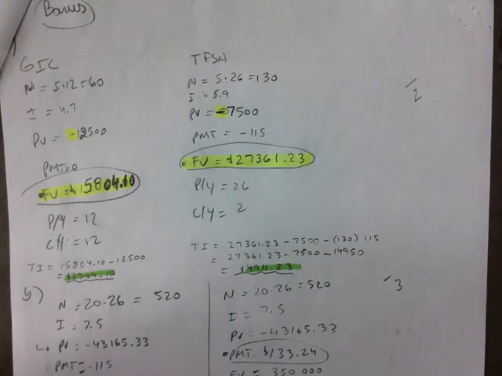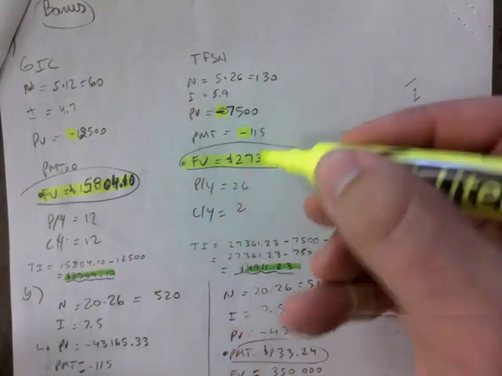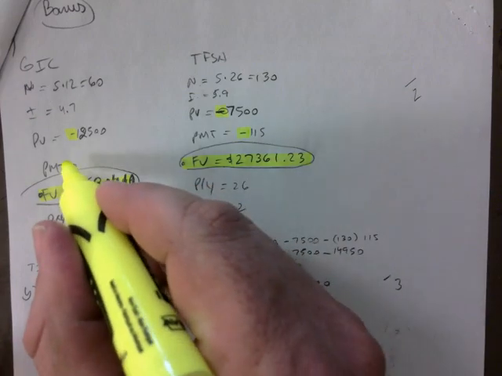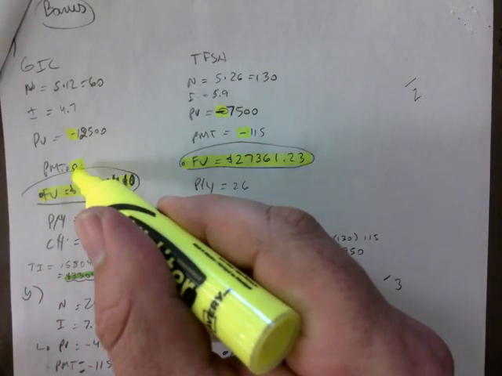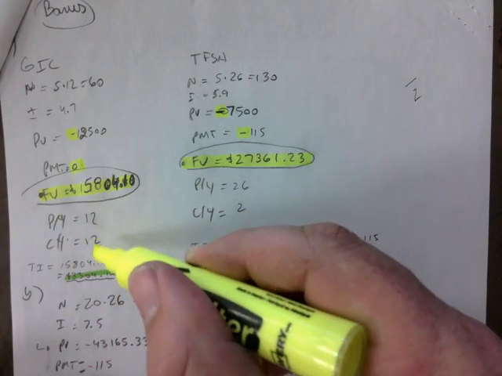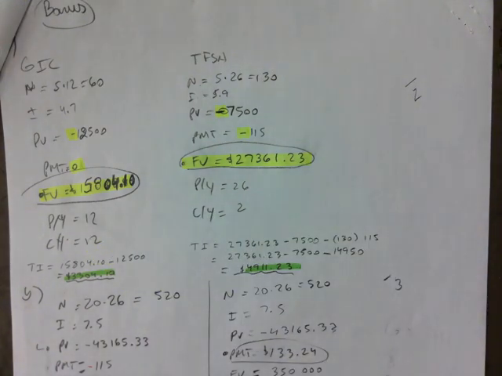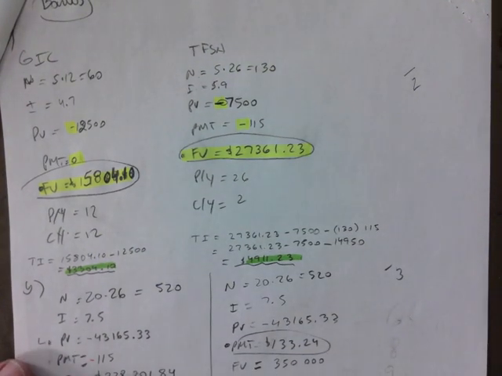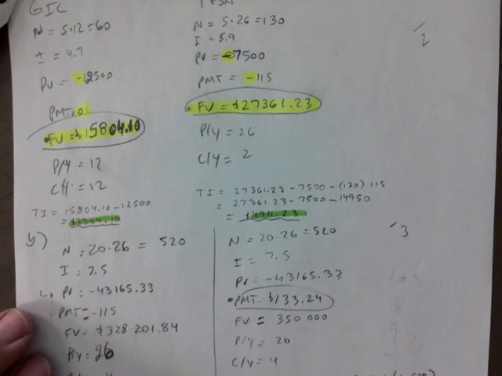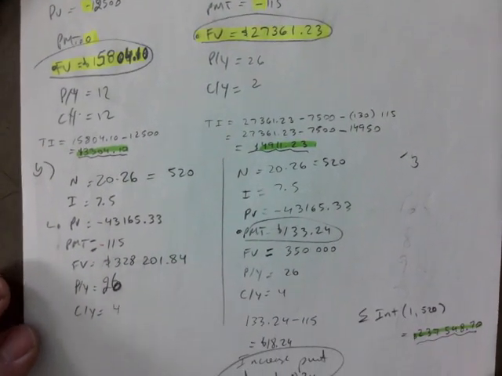And remember, your contributions are negative here. And in this case, you have no payment. So if there is no payment, that's zero. PY is the same as CY. So those are the two numbers I wanted there for you to get the 2 marks.